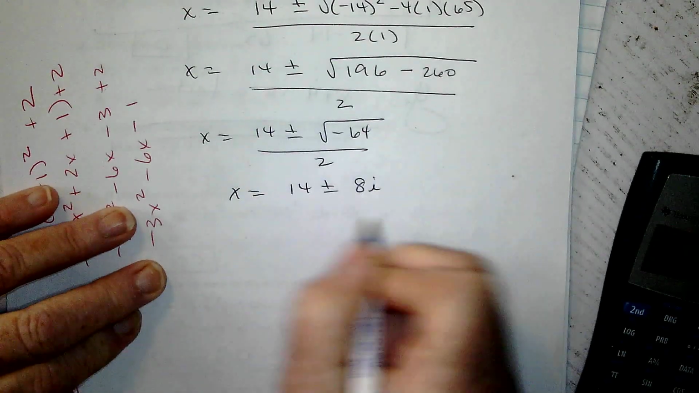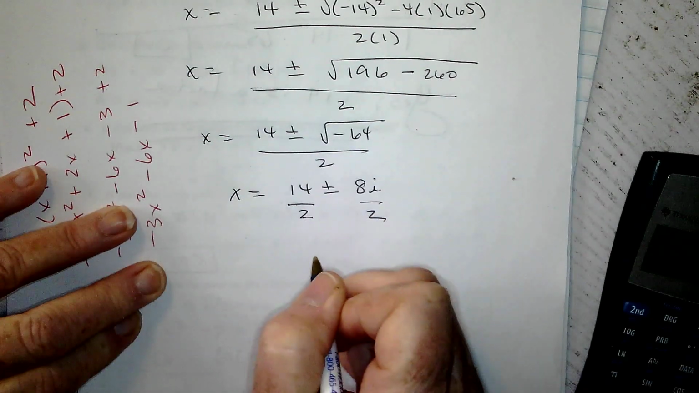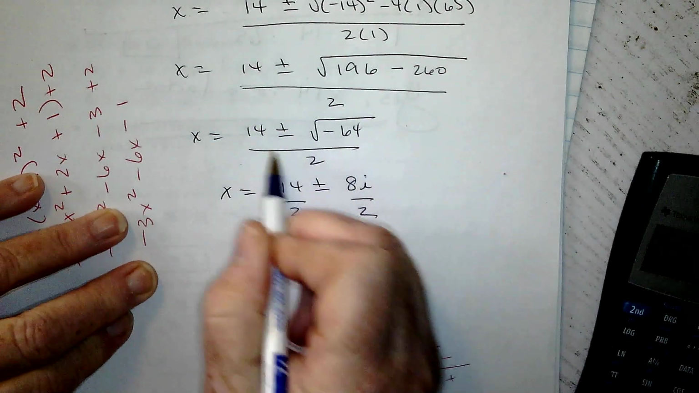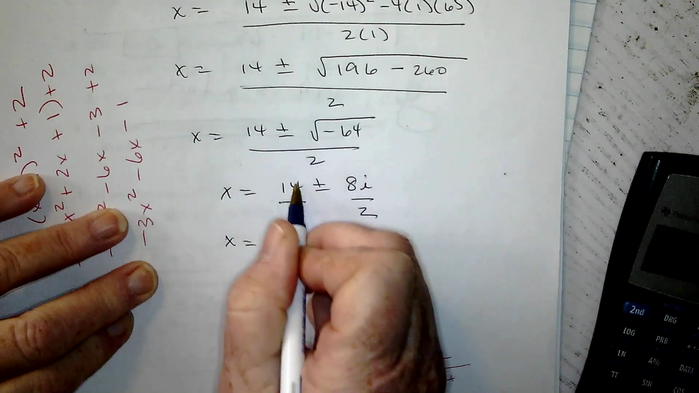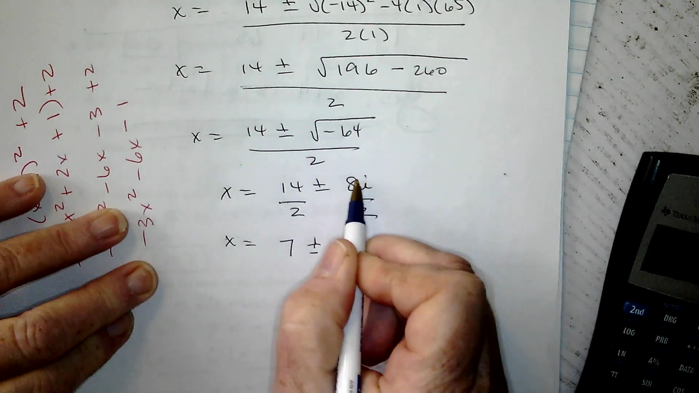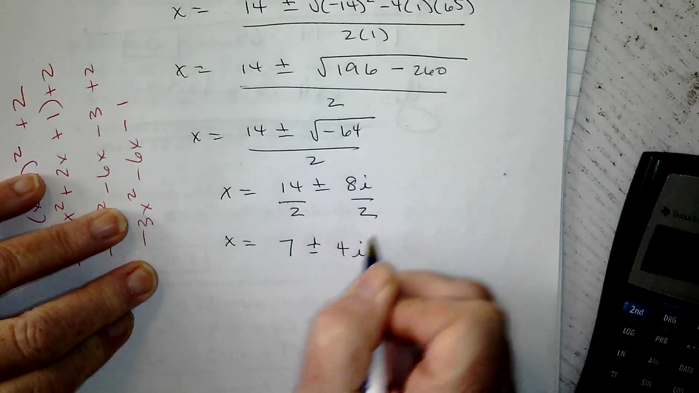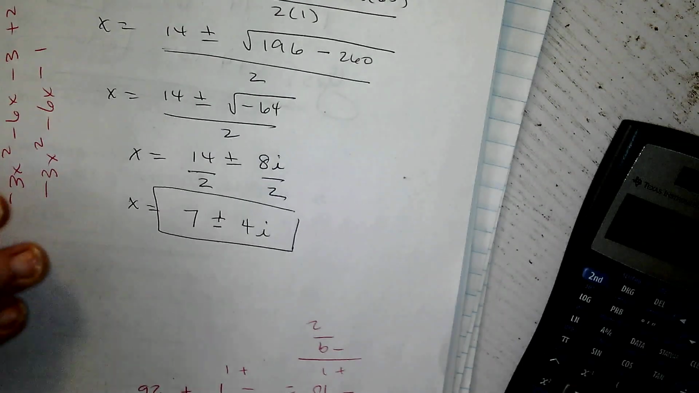Now, instead of putting this all over 2, I've informed you to do this instead. Mistakes happen when you leave it with the whole thing over 2. If you do it like this, there's fewer mistakes that happen. 14 divided by 2 is 7, plus or minus 8 divided by 2 is 4i. There are your other 2 x's. So these two and this one. That's it. Let me know what questions you have. Happy to help.